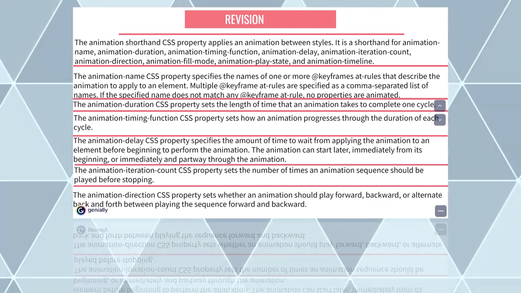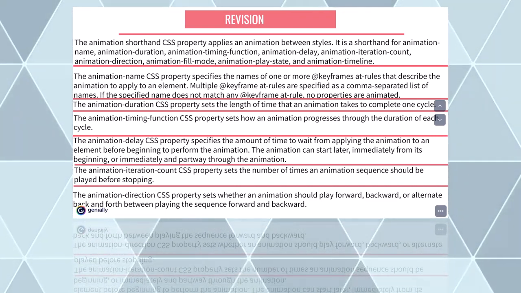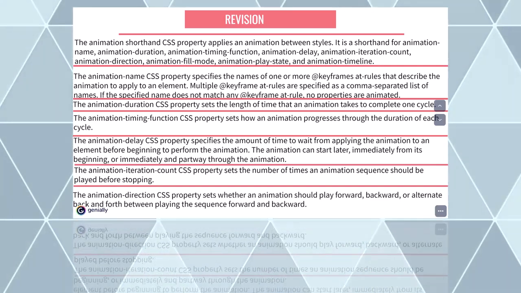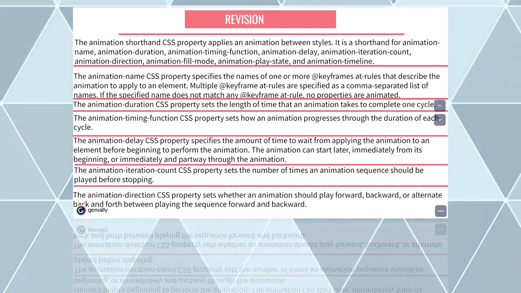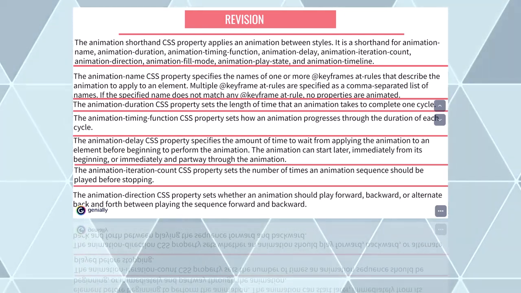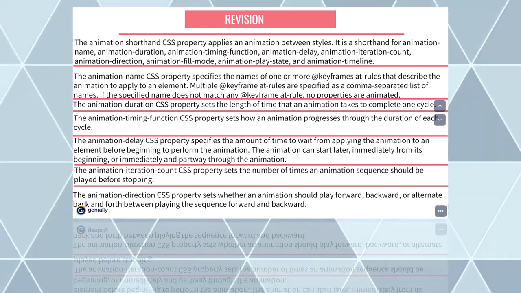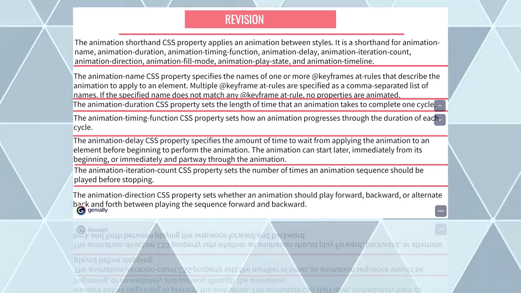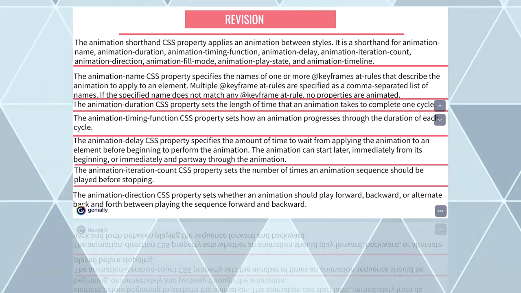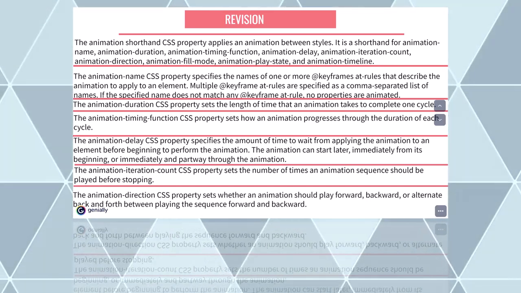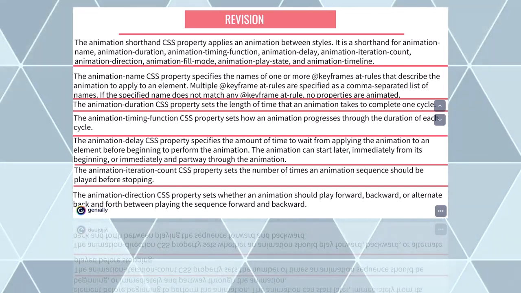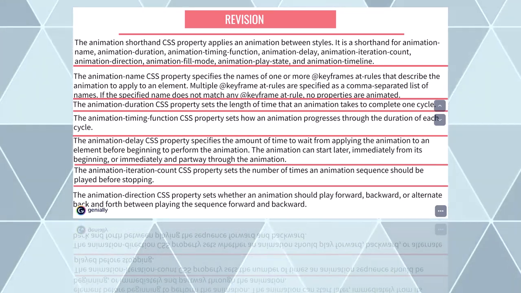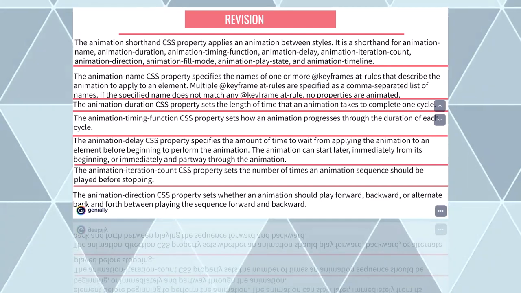So the animation duration, again, note the property name, animation duration. The animation duration CSS property says the length of time that an animation takes to complete one cycle. Remember the duration, the time it starts up until the time it finishes, right? So how long will it last? If it's going to be animating for 4 seconds or 5 seconds, it's going to do, like, are you on MDN?